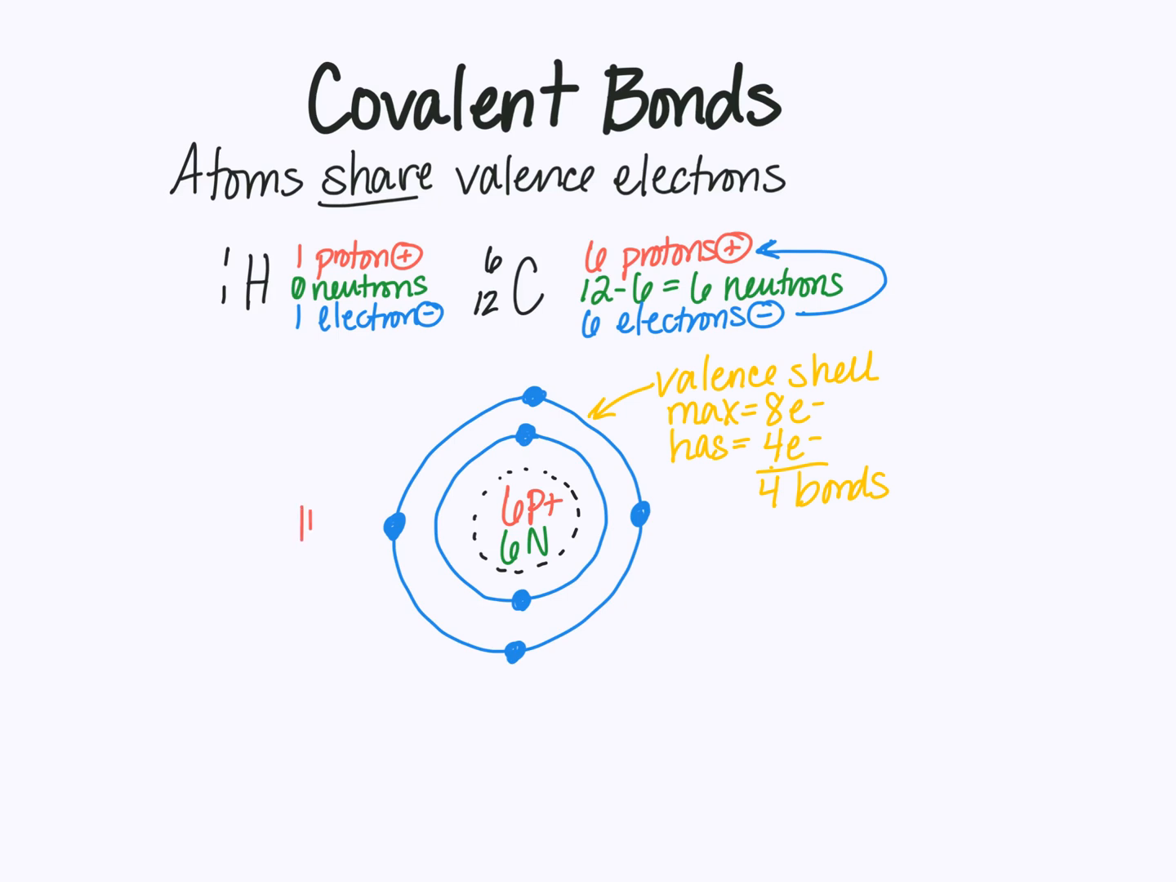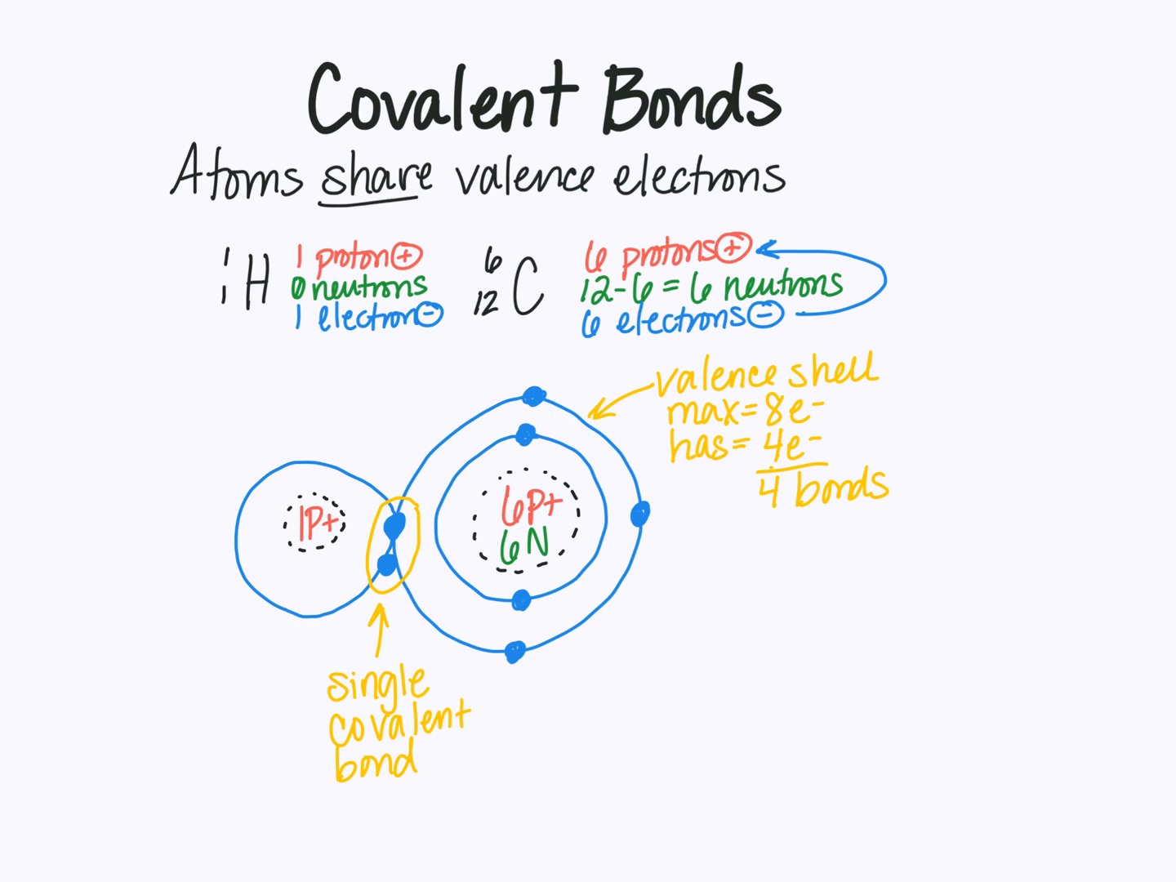We're going to put our 1 proton in the nucleus. And then when I draw the electron shell, I'm actually going to overlap it with carbon, and I'm going to put hydrogen's 1 electron into that shell. You'll notice how I have shared the electrons between them. So what I just drew here would be called a single covalent bond, where each atom is sharing 1 electron with the other atom.